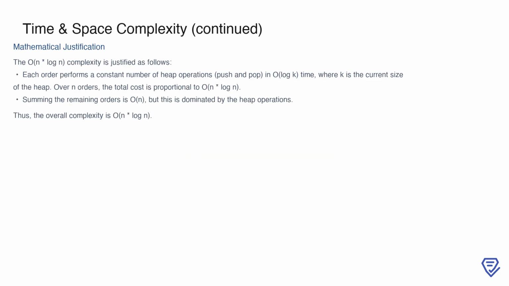Finally, let's justify the O(n * log n) complexity mathematically. Each order involves a constant number of heap operations, typically a push and possibly a pop, each of which takes O(log k) time, where k is the current size of the heap. Over n orders, the total cost of these operations accumulates to O(n * log n). While we also sum the remaining orders at the end, this step is O(n), which is asymptotically smaller than the heap operations and does not affect the overall complexity.